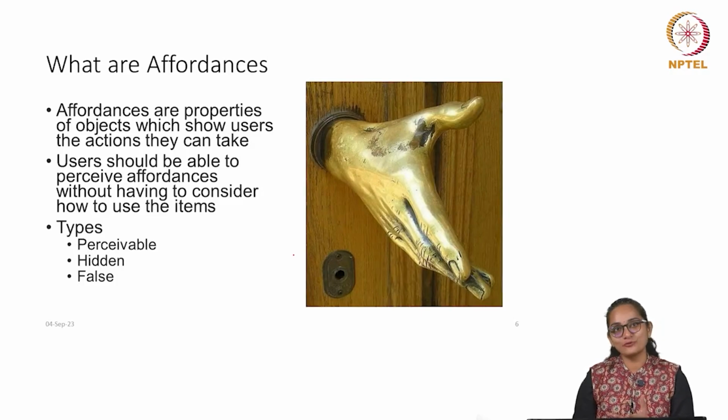So, this is another example, a very interesting doorknob actually. It is as if there is a person trying to shake hands with you, which is almost funny, right. So, let us try to understand what affordances are and what the different types of affordances are, and how they can make users' lives easy or difficult. Affordances are properties of objects which show users the action they can take in order to interact with them. And users should be able to perceive affordances without having to consider how to use the items.